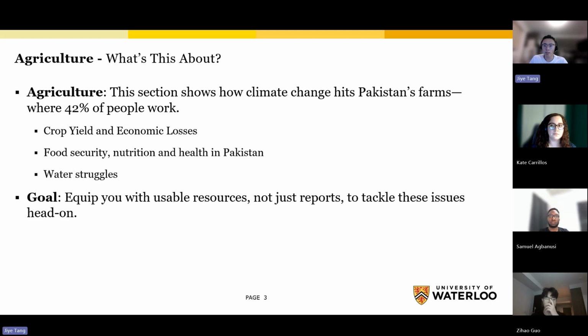Our project group has conducted intensive research on climate change impacts in Pakistan. Starting with agriculture, this section shows how climate change hits Pakistan's farms, where 42% of people work, focusing on crop yield and economic losses, food security, nutrition, and health, and water struggles. Our goal is to unlock valuable data that helps you understand and solve these challenges.